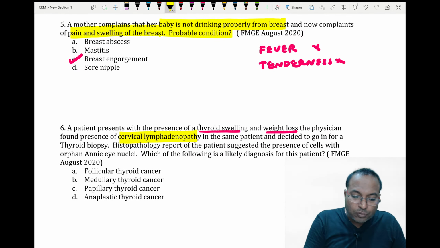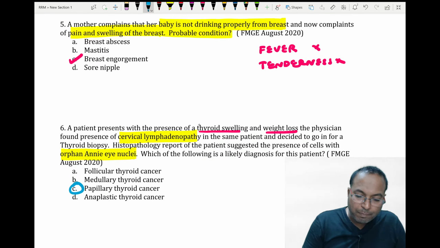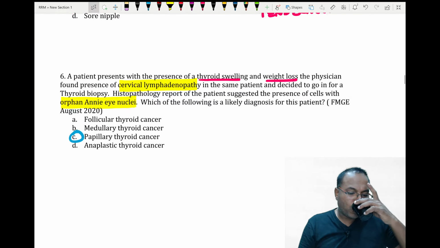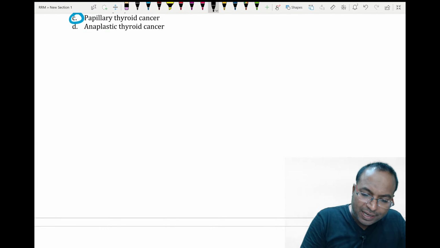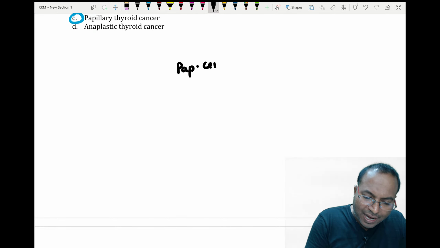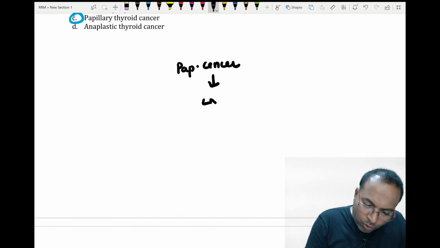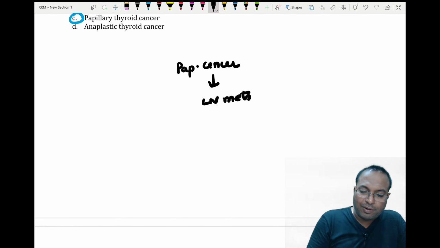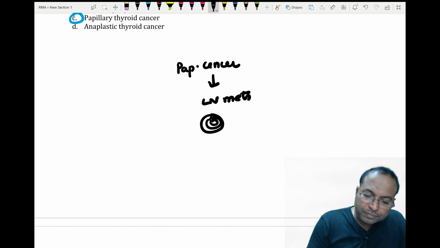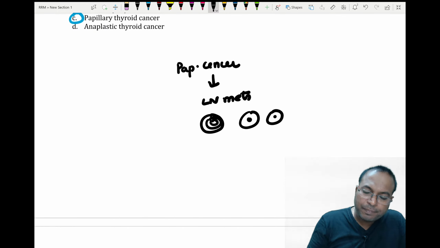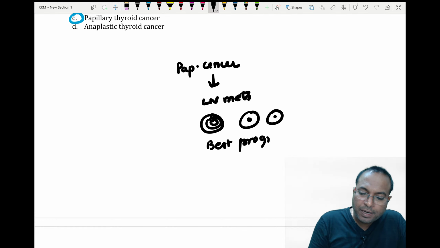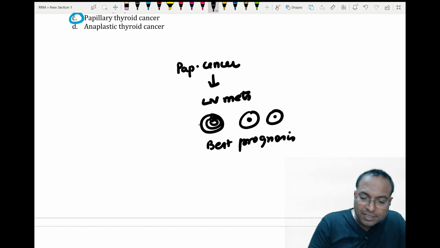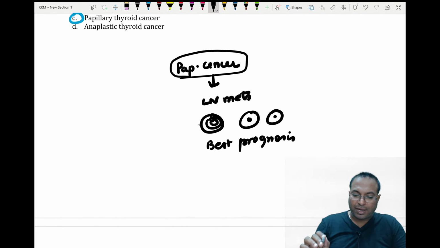See the question, simple. Cervical node in the same patient, decided to go for thyroid biopsy. They have given another clue for you, orphan nuclei. Do you think this question needs an explanation? This is a case of papillary cancer thyroid. Simple question. Please remember, the papillary cancer catch points: it will produce lymph node mets, it will produce psammoma bodies and orphan nuclei, and it has the best prognosis. All these are essential points you should know about papillary cancer of thyroid.